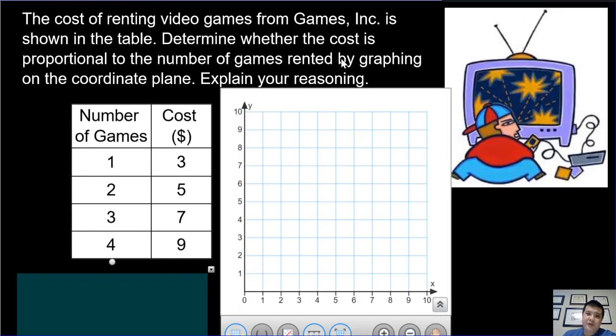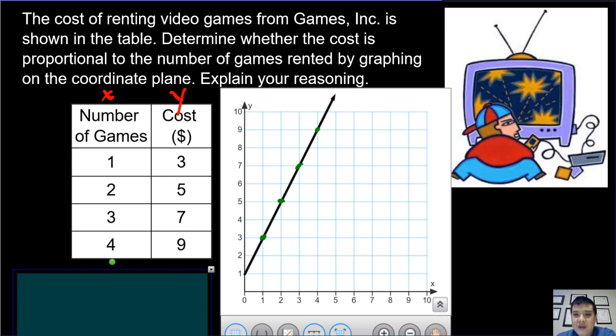So let's take a look at this one. The cost of renting a video game from Games Incorporated is shown in the table. Determine whether the cost is proportional to the number of games rented by graphing on a coordinate plane. Explain the reasoning. So cost depends on the number of games rented. We control how many games we rent, and the cost is Y. Here we have 1, 3, so let's graph that point real quick. 2, 5, 3, 7, 4, 9.